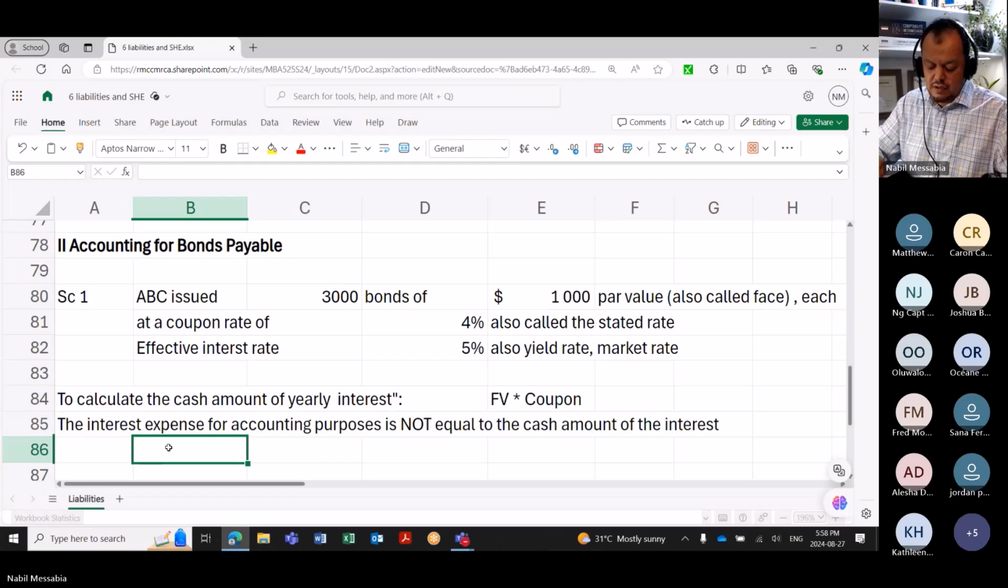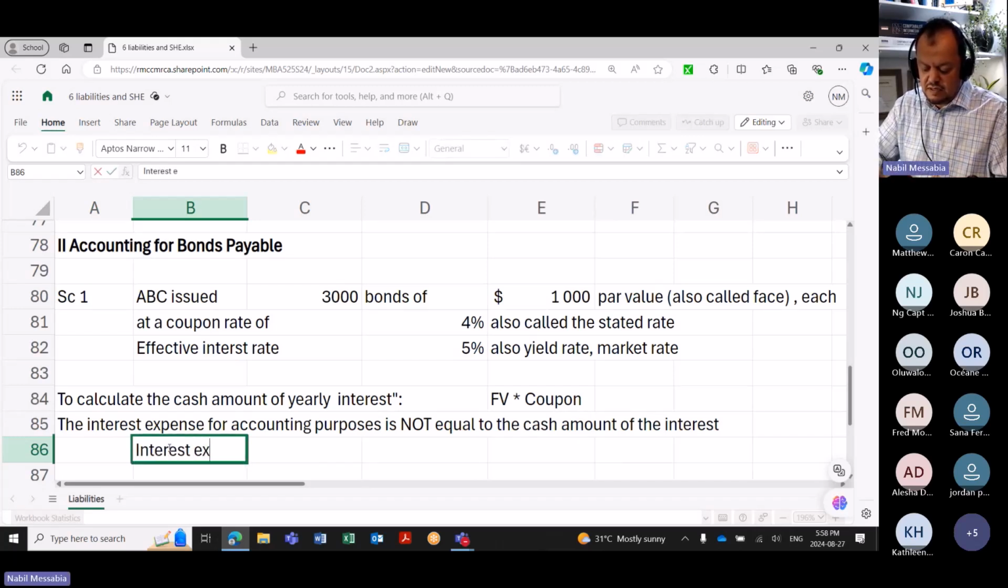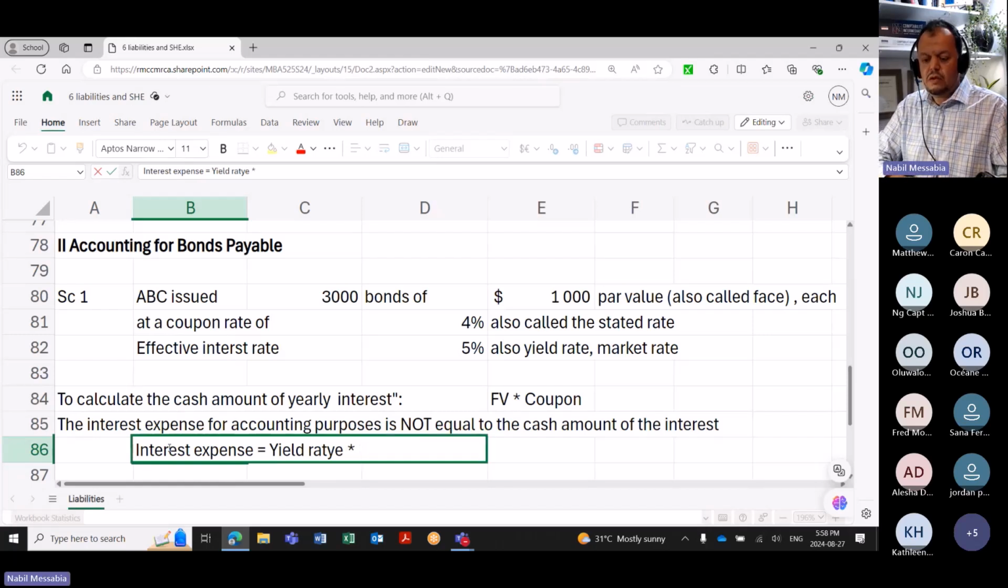So interest expense is equal to the yield rate multiplied not by the face value of the bond, but by the carrying value of the bonds. And we're going to see how it works.